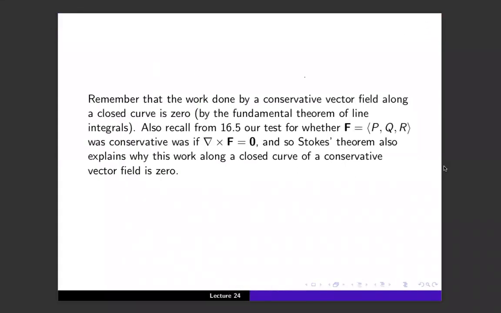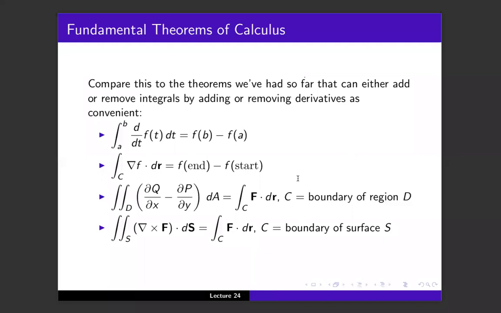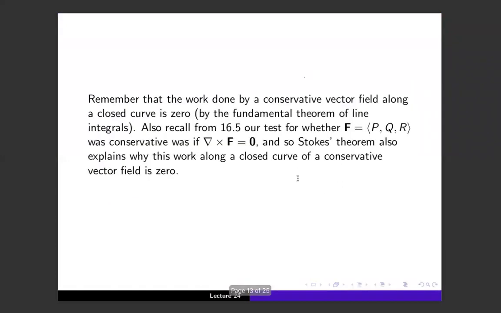So now just to recall, to remind everybody, the work that's done by a conservative vector field along a closed curve is 0. That's what we said by the fundamental theorem of line integrals, right? If you take a conservative vector field, you're in this second category, and if your curve is closed, well, then there are no boundary points, so it's one endpoint minus the other, so that's 0.